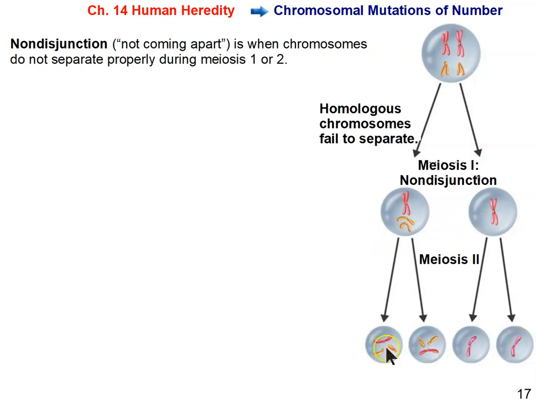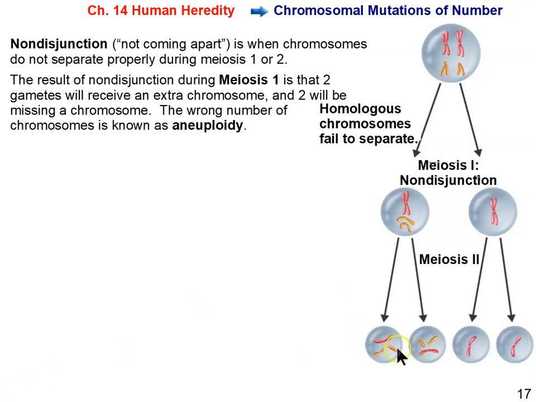So of the 4 cells that end up at the end of meiosis, if there is non-disjunction in meiosis 1, 2 of the cells are going to end up with extra chromosomes, and 2 of the cells are going to end up missing chromosomes. And we call the wrong number of chromosomes aneuploidy. So aneuploidy is a general term just referring to the wrong number of chromosomes, whether it be too many or too few. Now, of course, there are more specific terms referring to each of those conditions, and we'll get to those in a minute.